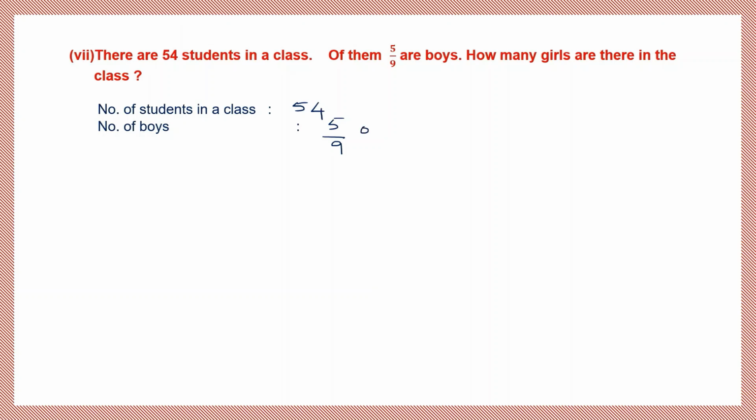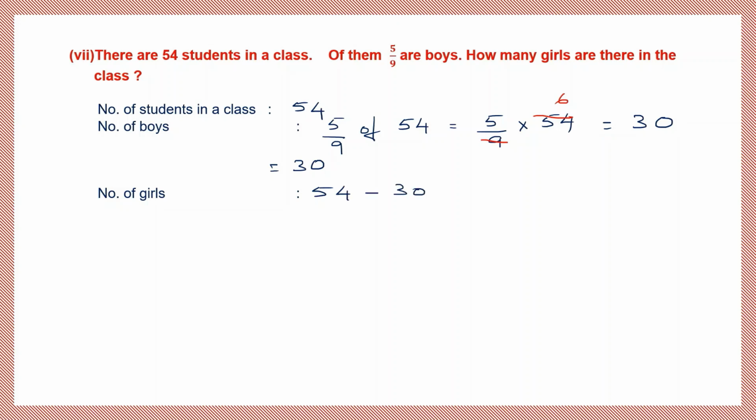So 5 nines of 54, which is 5 by 9 into 54. So let's cancel. Now we can cancel here. 9 sixes are 54. So 6 fives are 30. So we have found the number of boys to be 30. We found it out. Now we can easily find the number of girls, isn't it? So number of girls will be 54 minus 30. 54 minus 30 is 24. So we just found out the answer. The number of girls is 24.